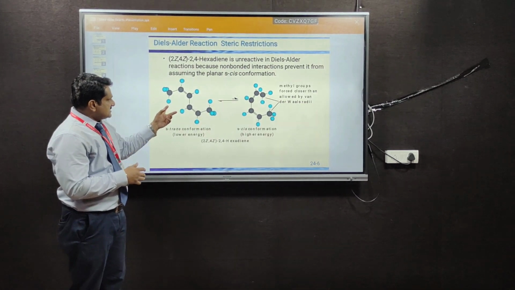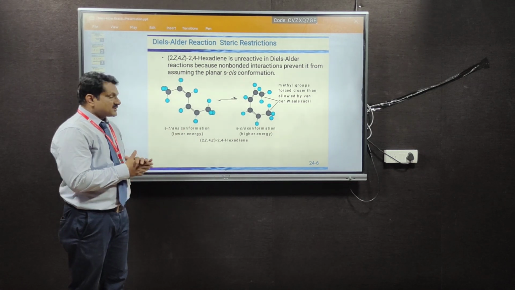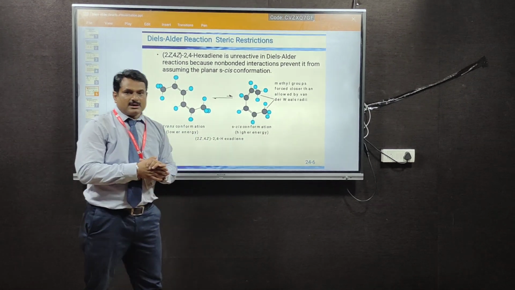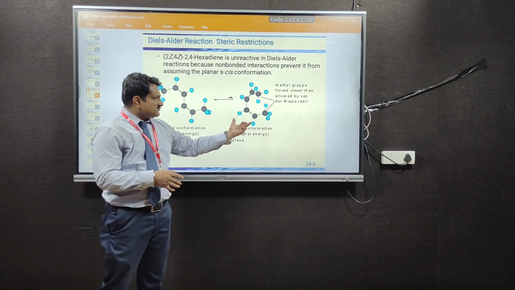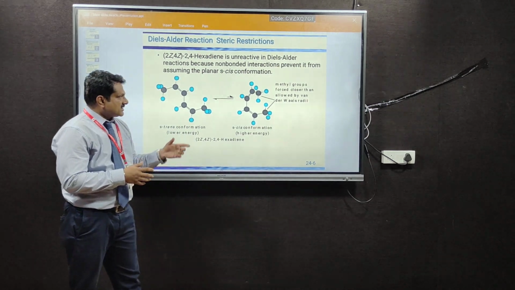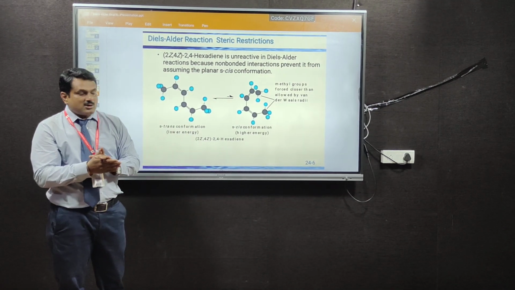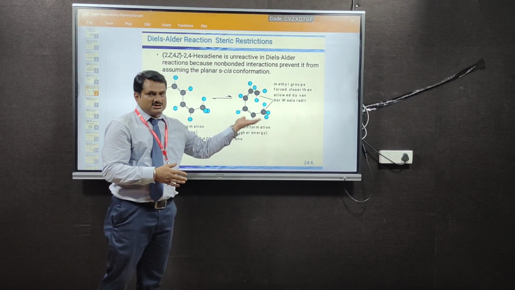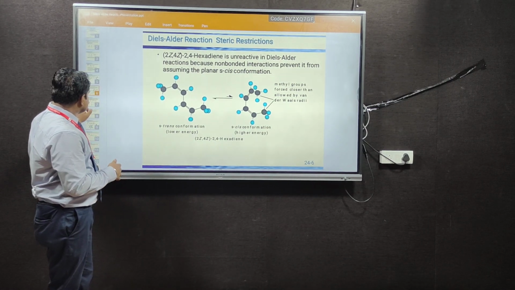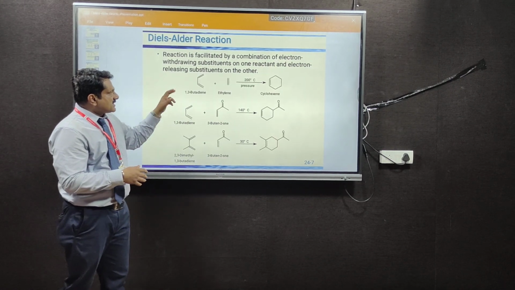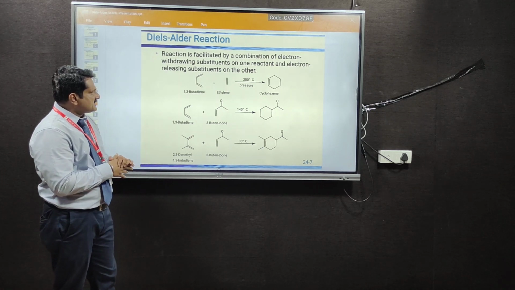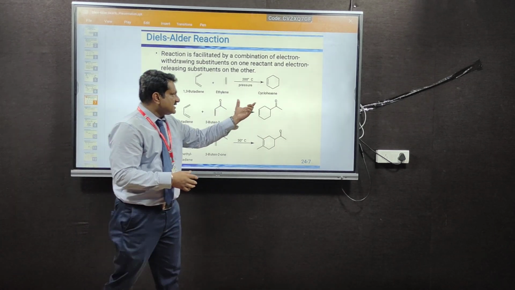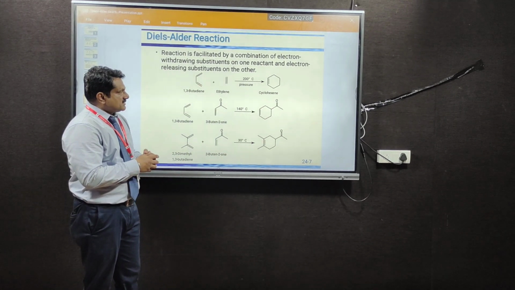Here we can see the s-trans conformation of the butadiene system, and on the other side we have the higher energy form of this butadiene. But in order to get the cis form, we require energy to achieve the cis form of the butadiene. Here we can have several examples of different kinds of starting materials, and we have respective different products.